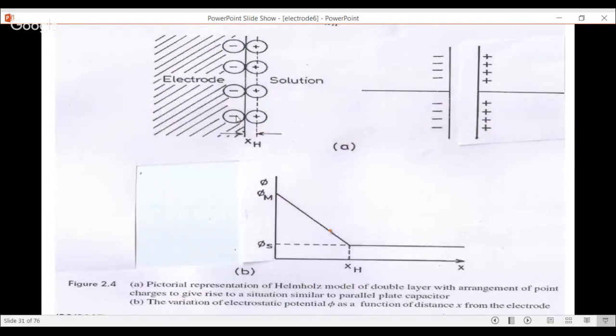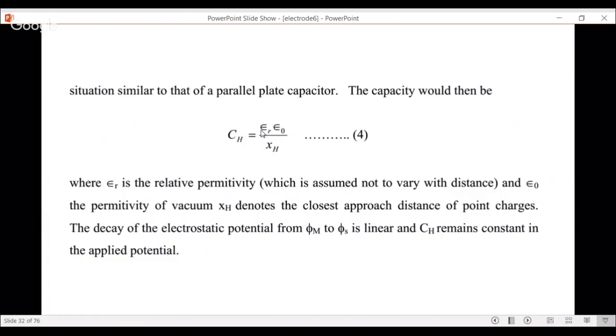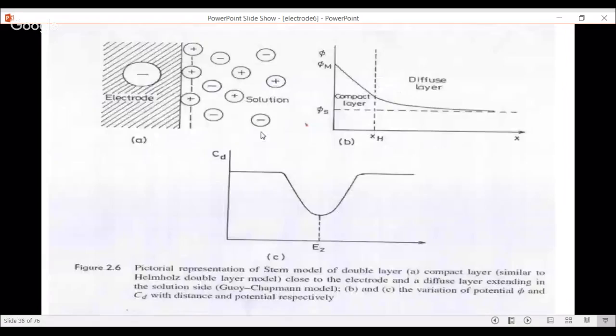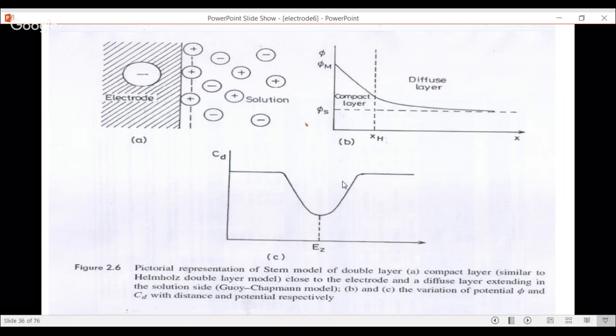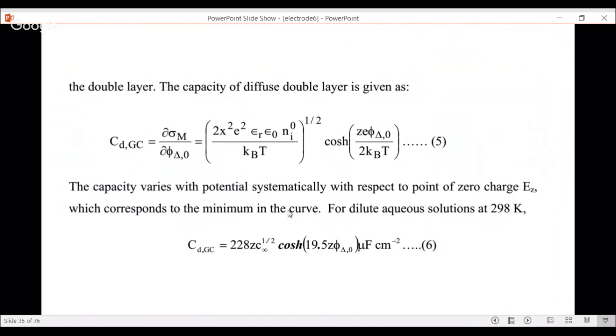this is the point of zero charge because the negative polarized electrode and positive charged ions are equal here. Therefore, it is a point of zero charge. The capacity varies with the potential systematically with respect to the point of zero charge, and at that point of zero charge, it will have a minimum value, which corresponds to the minimum in the curve. For dilute solutions at 298 Kelvin, you can see here also there is a power, concentration to the power half. We will come to all of them. The capacitance is given here in microfarads per square centimeter.